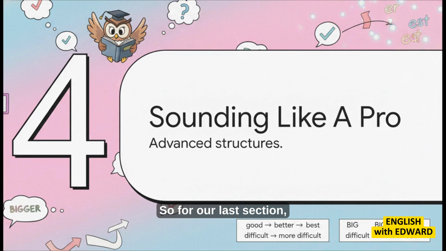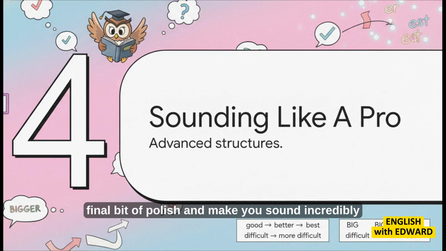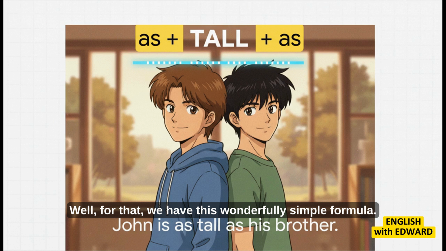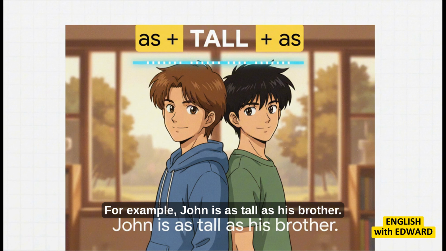So for our last section, let's just look at a few extra structures that will add that final bit of polish and make you sound incredibly fluent and natural. So what do you do when two things are the same? Well, for that, we have this wonderfully simple formula. As, you just stick the regular, plain old adjective right in the middle. For example, John is as tall as his brother. It just means they have the exact same height. It's so simple and so useful.